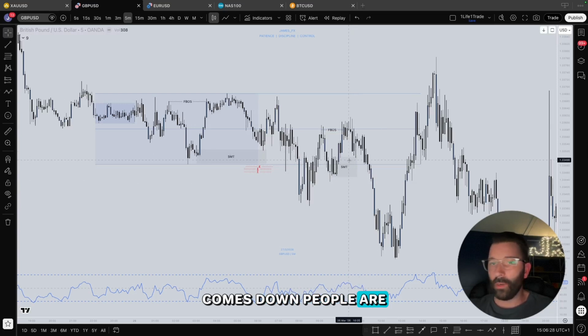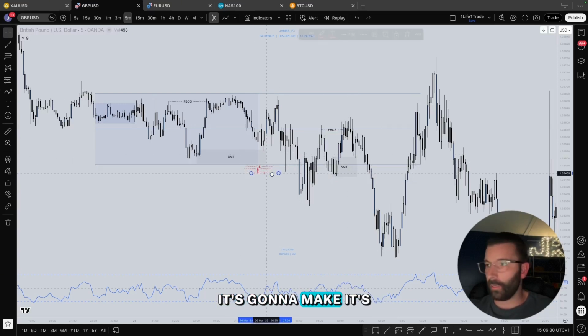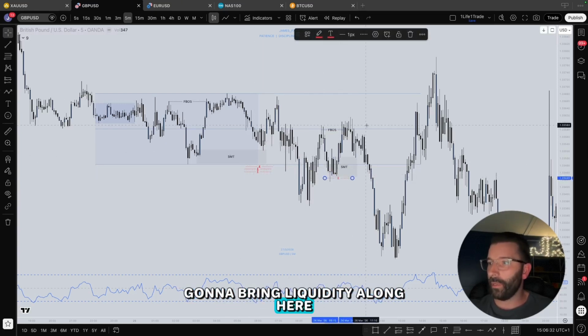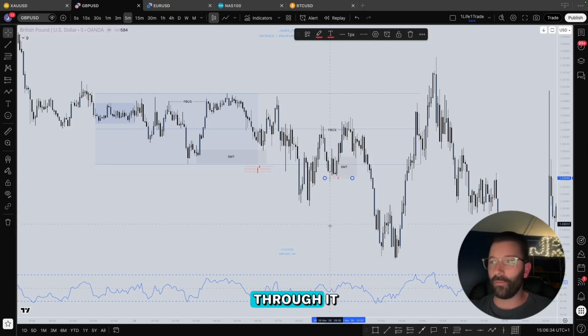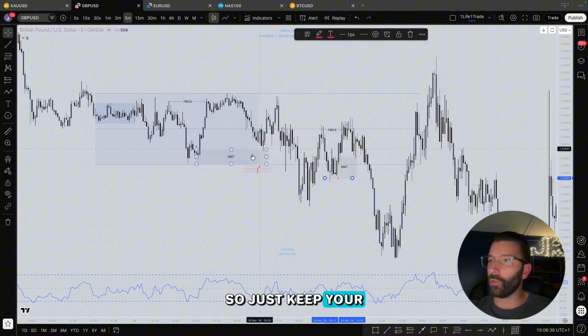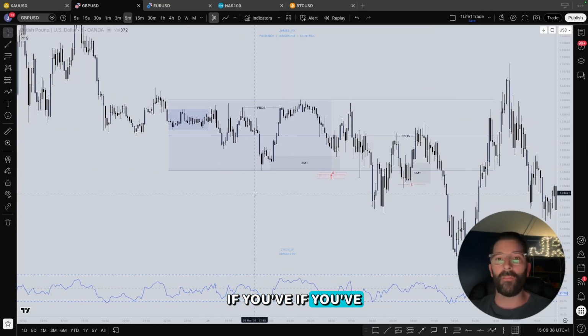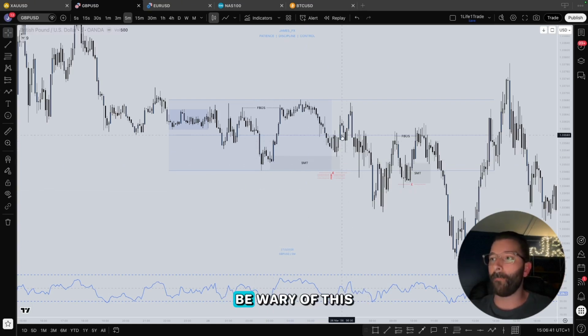Comes down, people are going to get in. It's going to bring liquidity along here. Then it flies straight through it. So just keep your eye out for this. If you've seen a false break of structure, be wary of this, because a good chance is this is going to be a trap. It wants to get people in, traps you, then takes you out.